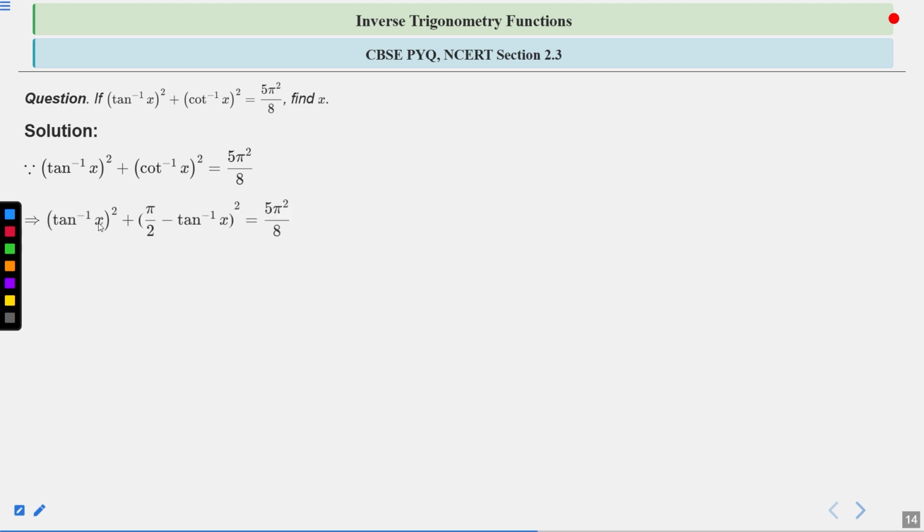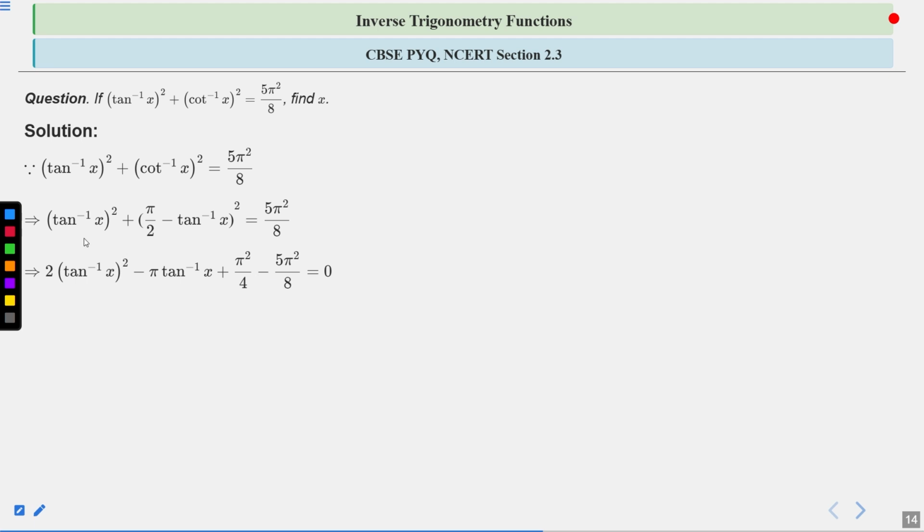Again, we can write cot inverse x as pi by 2 minus tan inverse x, so we get tan inverse x whole square plus pi by 2 minus tan inverse x whole square, and it will be equal to 5 pi square by 8, right? Therefore, it will be 2 tan inverse x whole square minus pi tan inverse x plus pi square by 4 minus 5 pi square by 8, equal to 0. Clear?